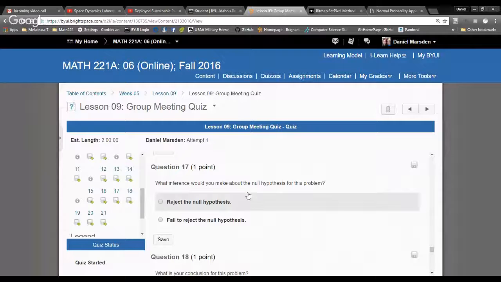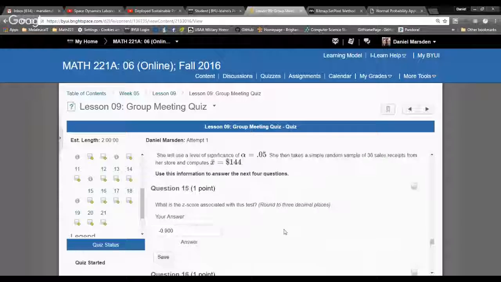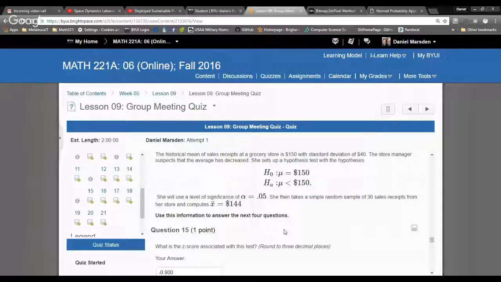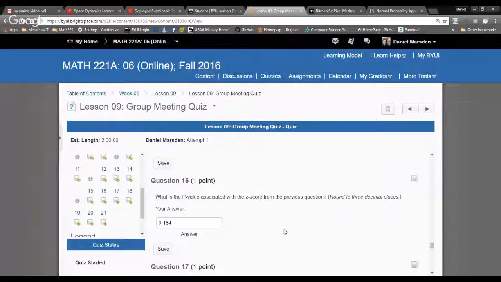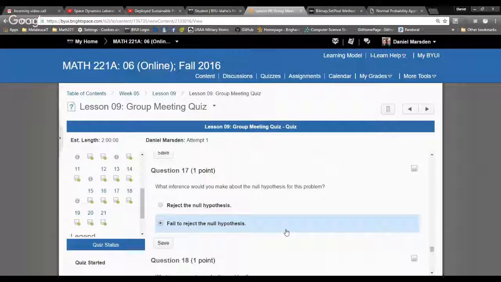What inference would you make about the null hypothesis for this problem? Okay, so it's 0.184, right? Yep. Do we compare it to 0.05 still? Yeah. Oh, it's wrong. Yep. So, well, not that it's wrong. It's that we failed to reject. I guess, yeah, we failed.